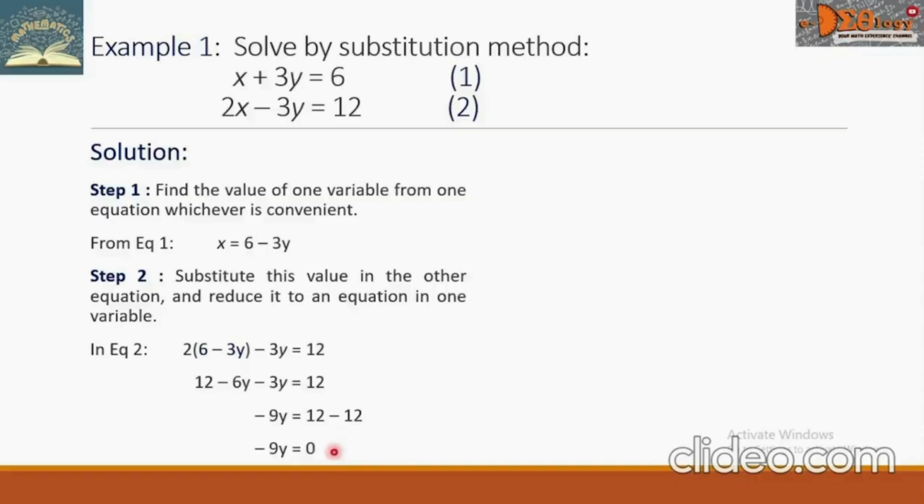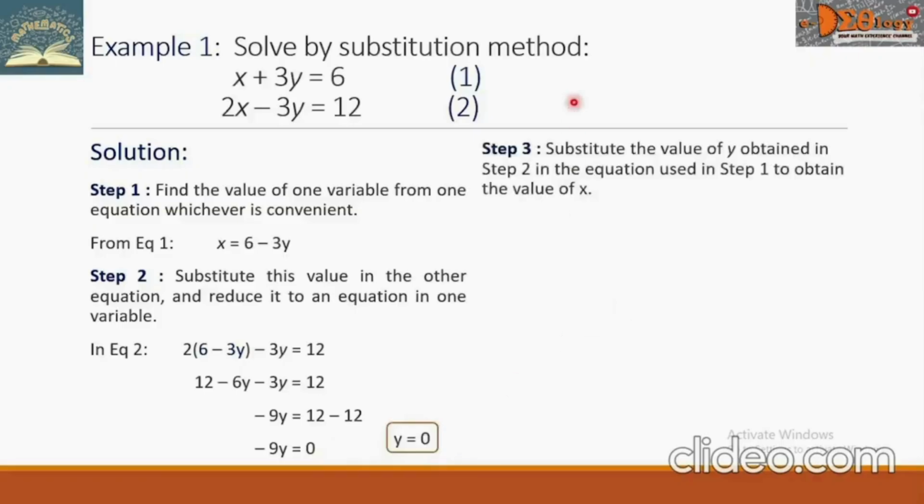We solve for y. We divide this equation by negative 9. So the value of y equals 0. This is the value of our y. Then we go to step 3. Substitute the value of y, which is 0, obtained in step 2, in the equation used in step 1 to obtain the value of x.